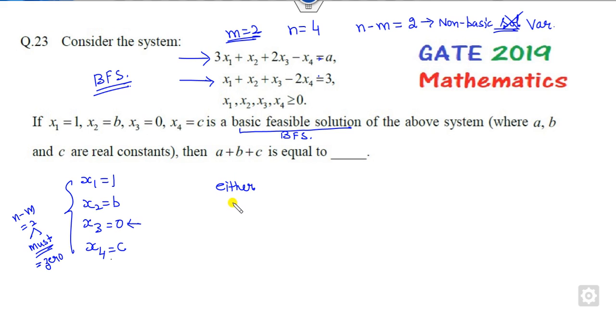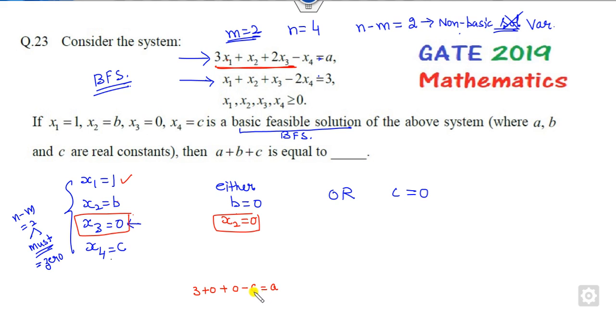What is the meaning of that? Either b is 0 or c is equal to 0, then only the non-basic condition is satisfied. So look at that. If b is equal to 0, it means x2 is 0. If x2 is 0, x3 is 0, x1 is 1, I can substitute here. So what is the value of this? It will be 3, x2 is 0, x3 is 0, x4 is c. So look at this second pair, 3, x1 is 0, x2 is 0, this minus 2c is equal to 3. So what is c? c will be minus 1, which is not possible because x4 is greater than 0. But x4 is c, a negative number, so this case is not possible.